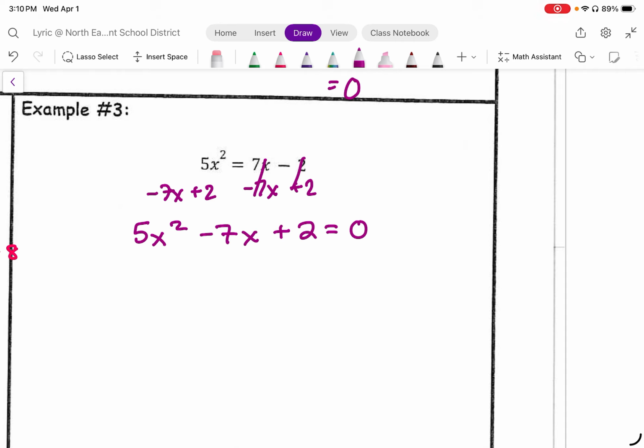All right. Now we have our quadratic. We can identify a, b, and c. A is 5, b is negative 7, and c is 2. Let's go ahead and start our t-chart.